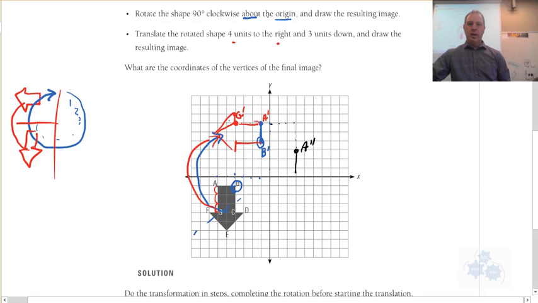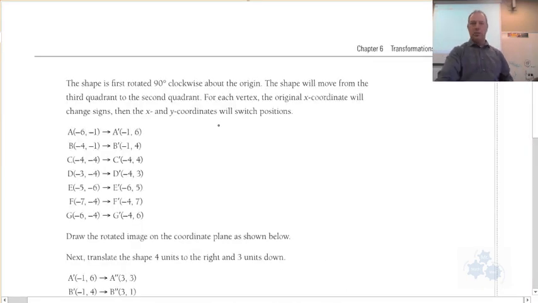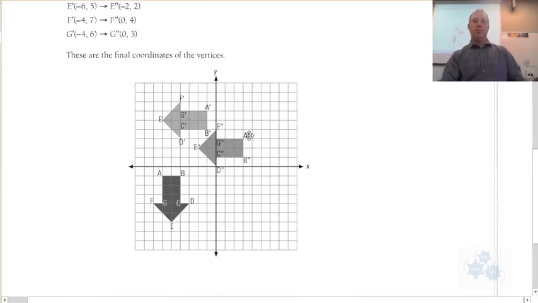And then it's the same. It faces the same direction and everything like that. So we've got 2 units, we've got 3 units, and so on. So you just go ahead and copy this 4 units to the right and 3 units down. So let's take a look at our solution on the next page and see what happens.